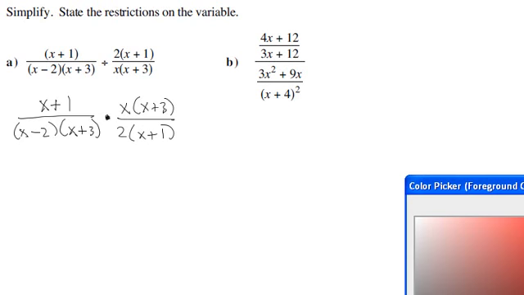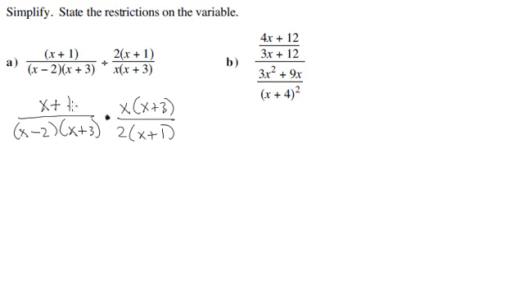And now, switch to red. Can we cancel anything? We've got x plus 1s. Drop those. We have x plus 3s. And that appears to be it. So our finished version should be x over x minus 2. That's our simplified form. Now, what do we have for denominators for restrictions?